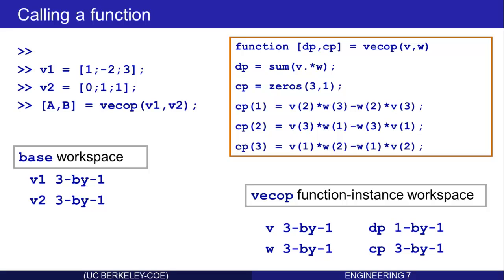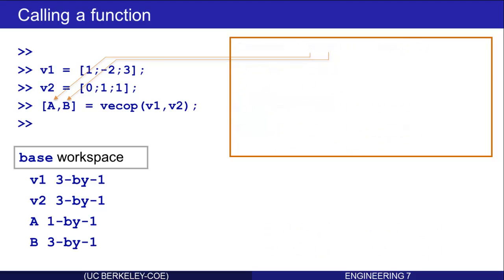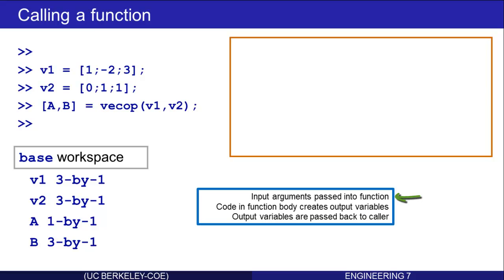Now the function is done, and the next thing that must happen is the function must exit and return the output arguments. There, dp is being returned to the variable a, and cp is being returned to the variable b. The function and its workspace disappear, and the variables a and b are created in the base workspace. So to summarize, input arguments are passed into the function, code in the function body creates the output variables, and the output variables are passed back to the caller, which in this case is the base workspace.